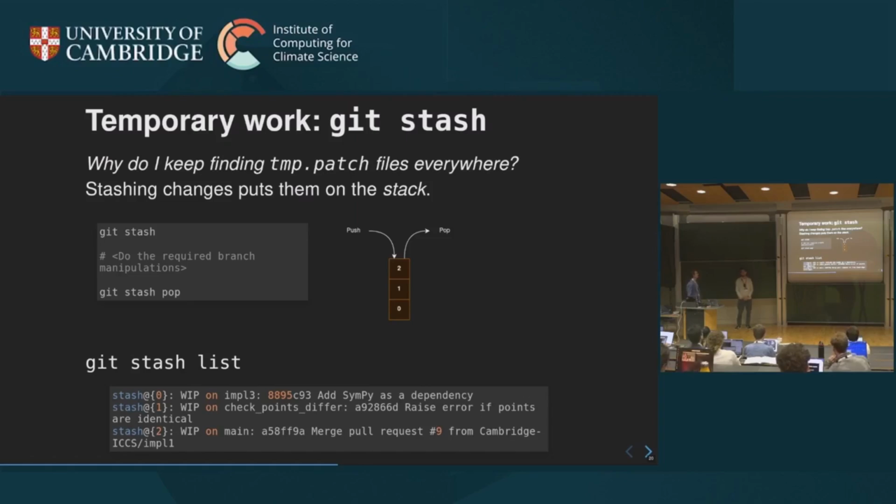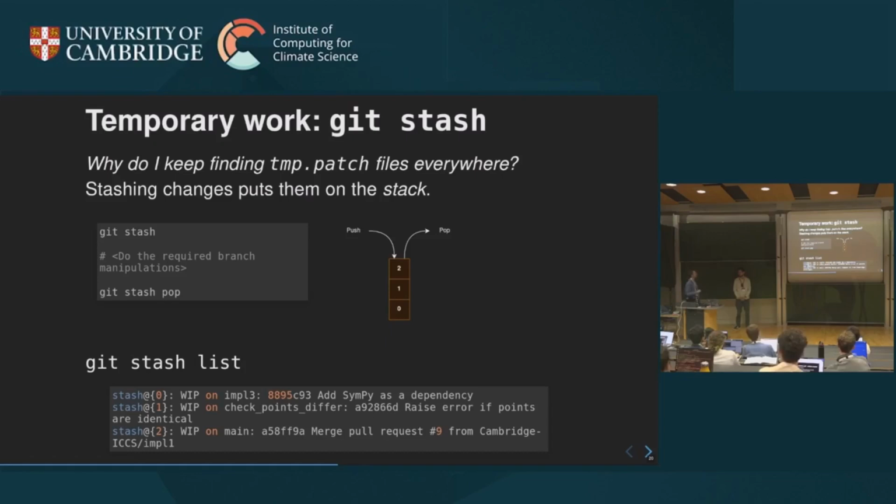If you use git stash, it will put all of your current changes onto the stack. You've effectively had your branch restored, so you can do whatever you want, make your branch manipulations, and then if you use git stash pop, it will put them back in. It doesn't matter if you're not in exactly the same place that you were before. If the changes are compatible, it will be able to put them back in.